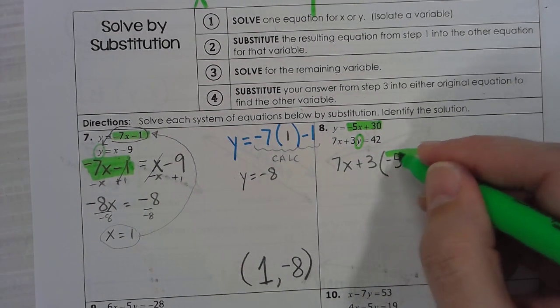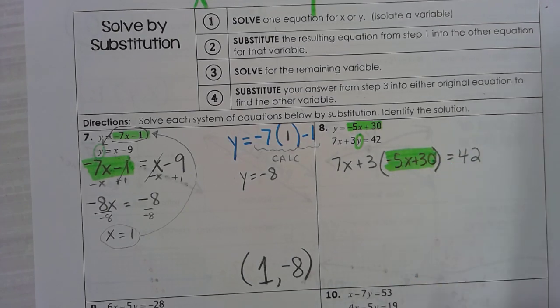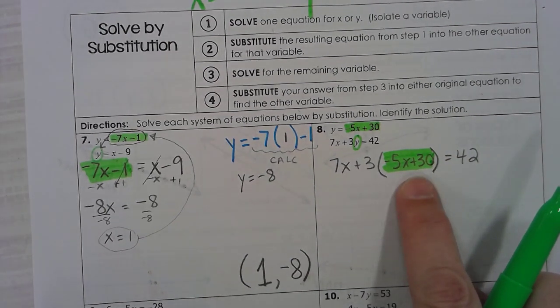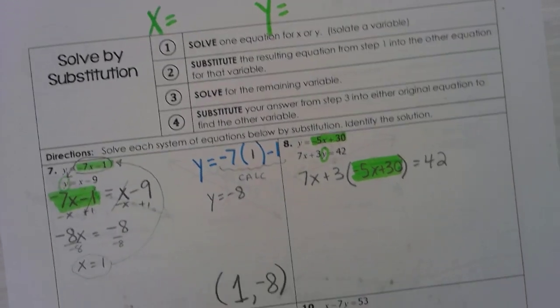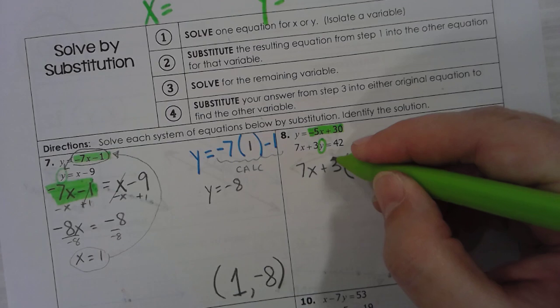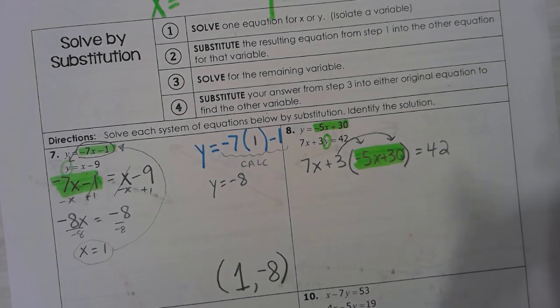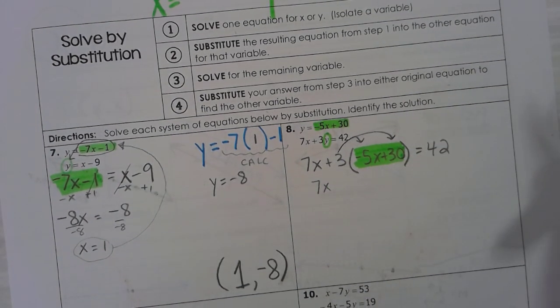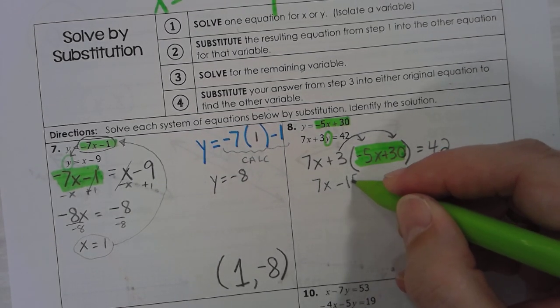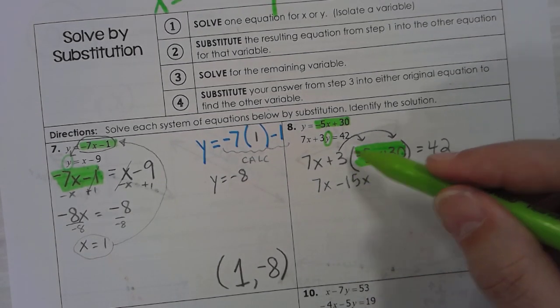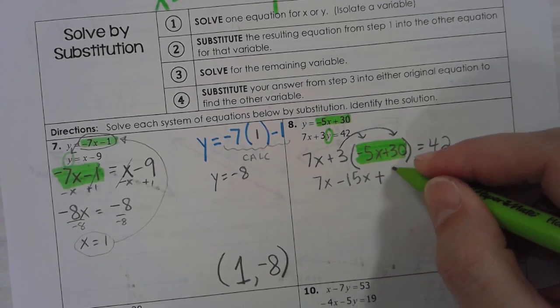So I just take that other equation, take the y out, and put all that stuff in its place. Solve for x. Does everybody feel comfortable doing that? Don't be like, I've never seen an equation like that in my life. Okay, distribute. So 7x, 3 times negative 5, 3 times 30.